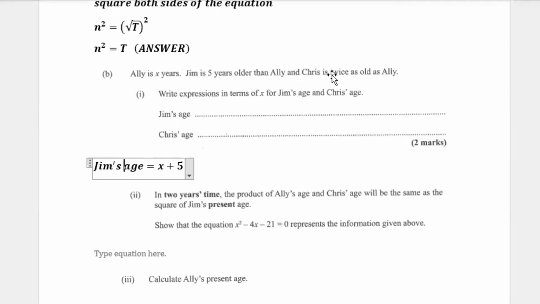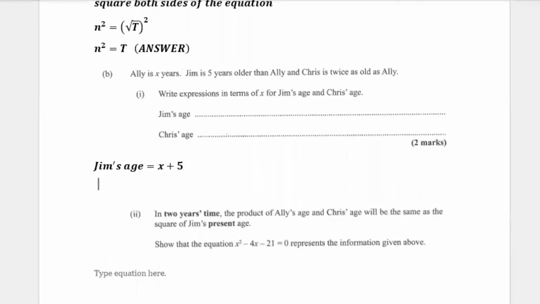And then it says Chris is twice as old as Ali. As we've seen in some of the answers already in the chat, Chris's age is therefore 2 times Ali's age. Remember, they're comparing Chris's age to Ali's age.